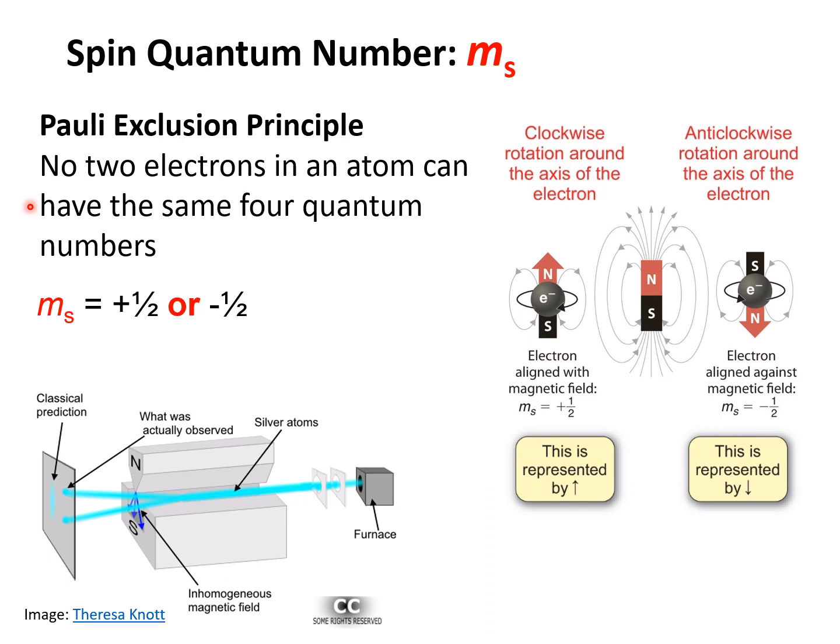What that means is that if they have the same values of n, l, and ml, then they have to have different values of ms. One electron has to be spin up, the other electron has to be spin down. In other words, each atomic orbital can hold a maximum of 2 electrons. If one electron is spin up, or spin plus a half, the other electron must be spin down, or spin minus a half.